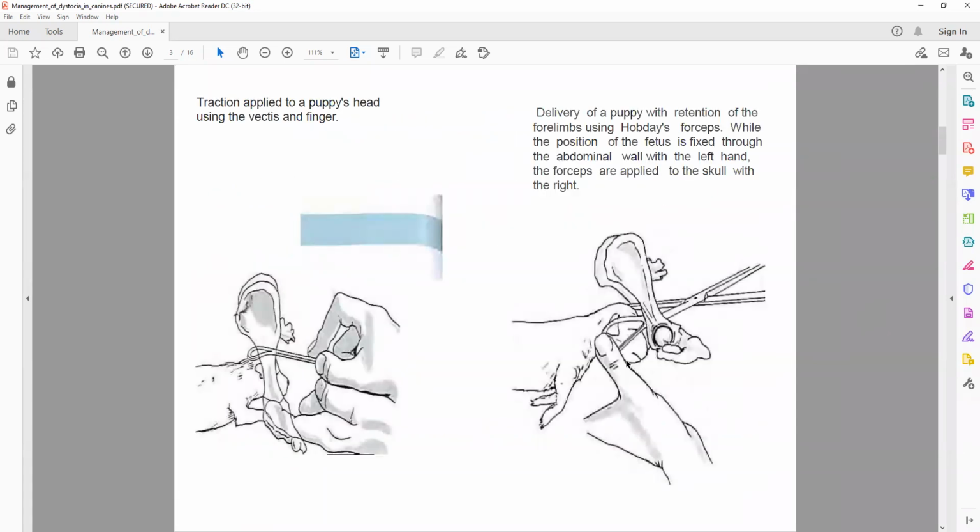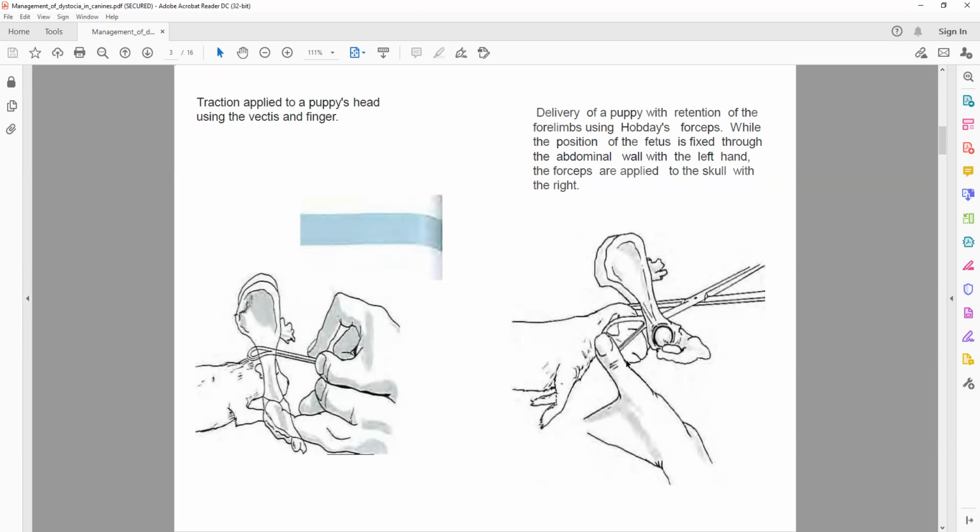So this is how you can use a Vectis, a small instrument. If you are putting your finger per vaginally and you are able to touch the head portion of the fetus, you can use one of your fingers, putting it below the jaw, and then you can use a Vectis, a very thin instrument, over the head. You can make a position so that you can apply traction.